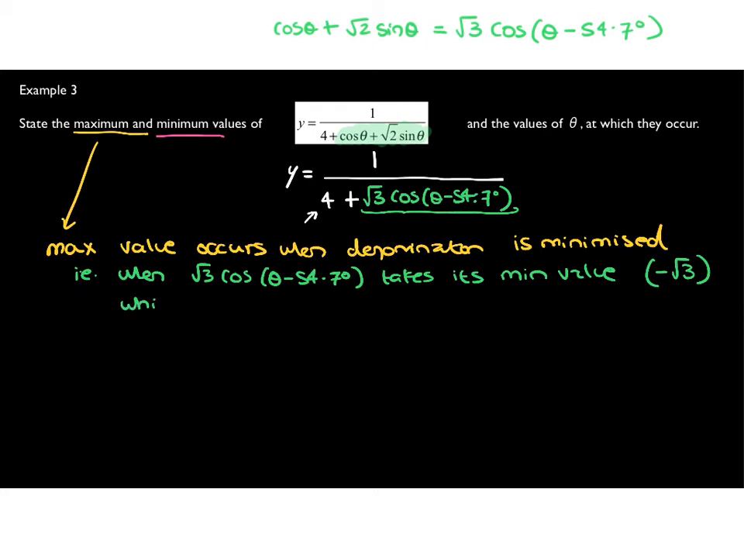Now, we also know that this occurs when theta is equal to 234.7 degrees from the previous example. So the maximum value of the overall function is y equals 1 over 4 minus √3.